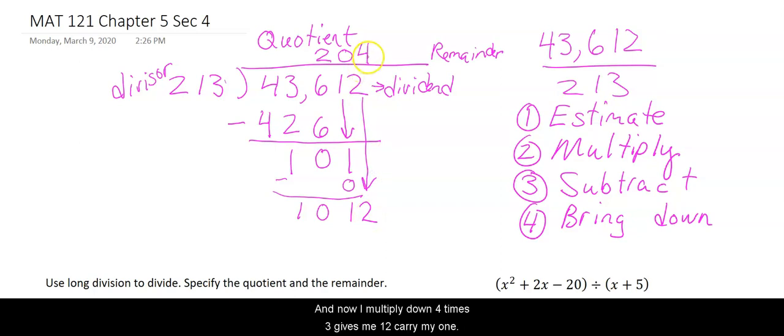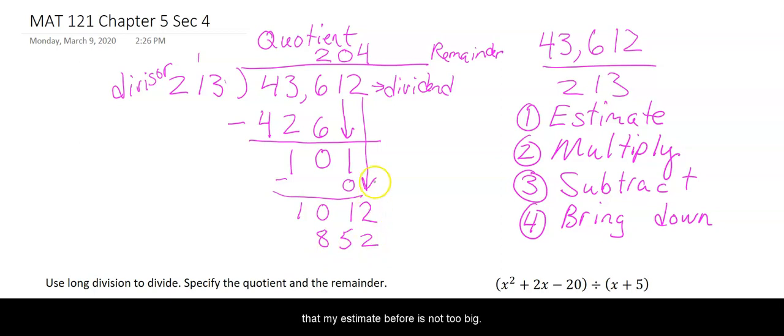And now I multiply again. 4 times 3 gives me 12, carry my 1. 4 times 1 is 4, plus 1 is 5. 4 times 2 is 8. My estimate here, my 852 product, is smaller than what I had brought down before from the remainder, so I know that my estimate of 4 is not too big.